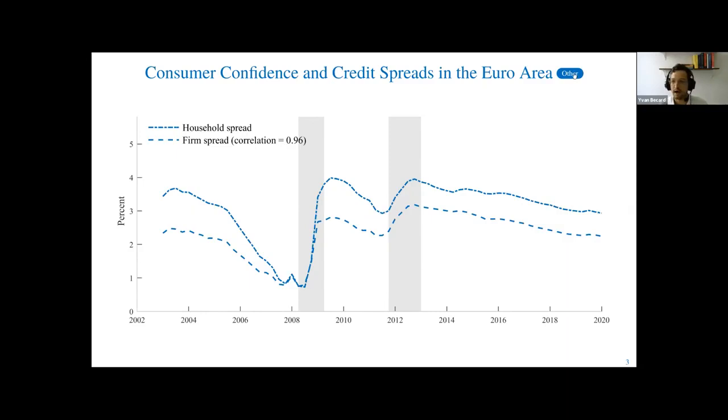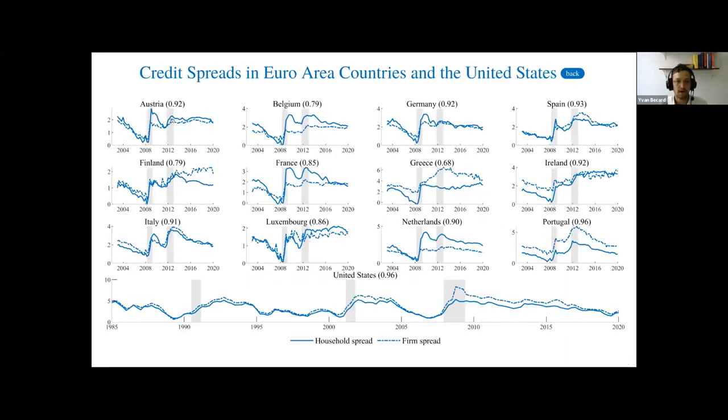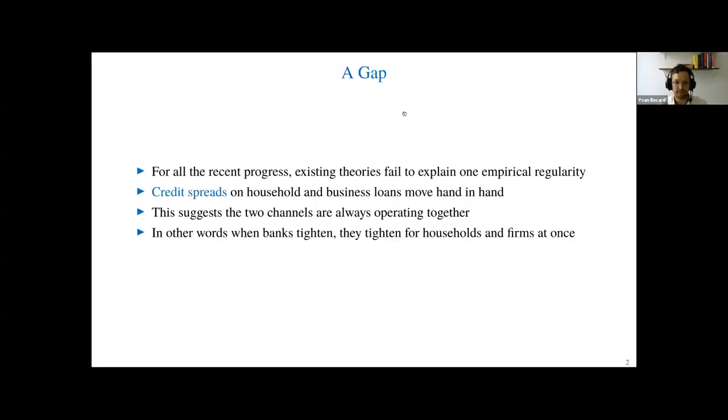Correlation is very high. I can also show you individual countries. Unfortunately, in the euro area, the data only starts in 2003. So we have here individual countries. You see the correlation is very high everywhere, except for perhaps in Greece. And we have also in the US, the correlation is also very high. So what this says is that the two channels are actually always operating together.